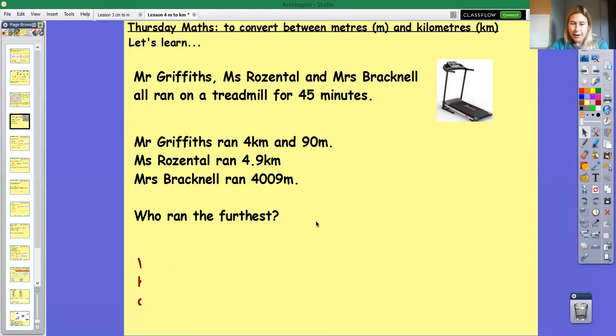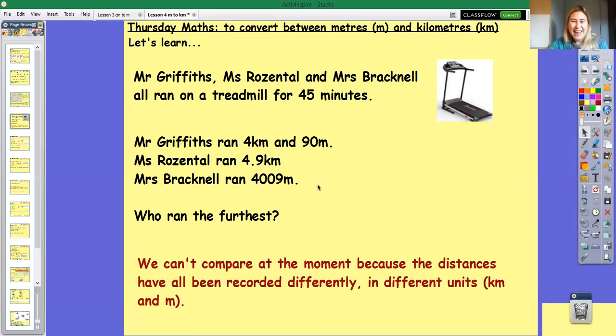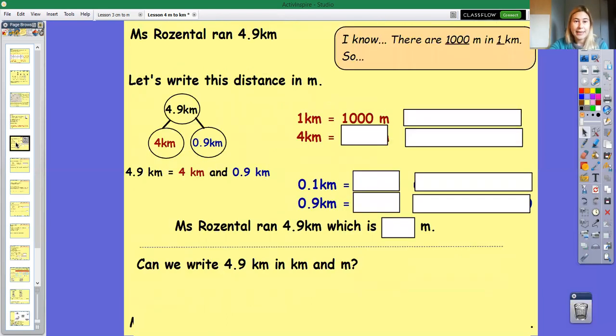I want you to just pause the video for a moment and I want you to think about what's different about these measurements. Okay, hopefully you've had to think about that. So they're really hard to compare at the moment because all of the distances have been recorded differently. We've got Mr. Griffiths recording his distance in kilometres and metres. I'm recording my distance just in kilometres. And Mrs. Bracknell's recording hers just in metres. So we can't compare these at the moment. So what are we going to have to do? We're going to have to make them the same unit. So that's what the rest of our lesson is going to explore.